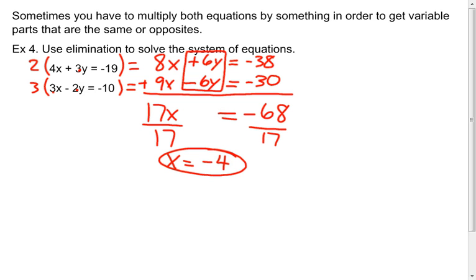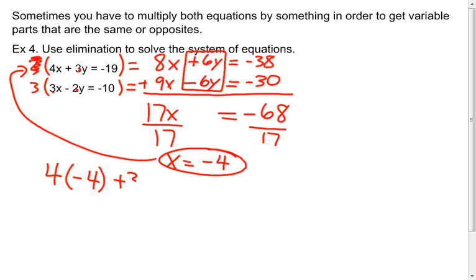Okay? Just like before, I take that x answer, and I plug it into one of the two equations I started with. Okay? I'm going to plug it into that top one. Remember, when I started, there wasn't a 2 here. So I just plug it into that equation like it looks there. 4, and instead of x, I'm going to write minus negative 4 plus 3y equals negative 19. 4 times negative 4 is negative 16.